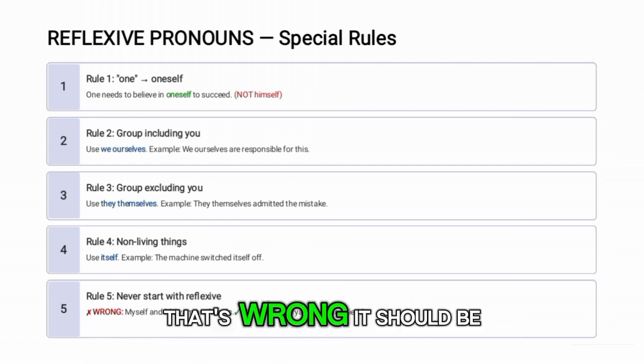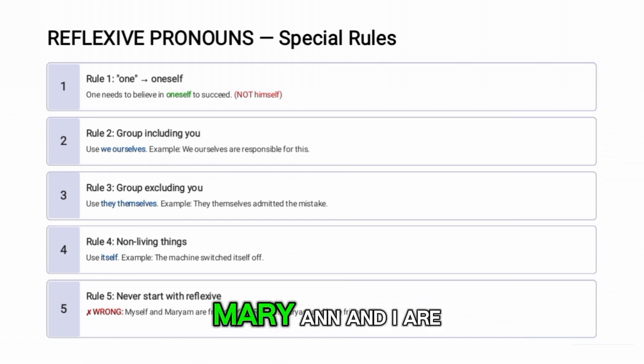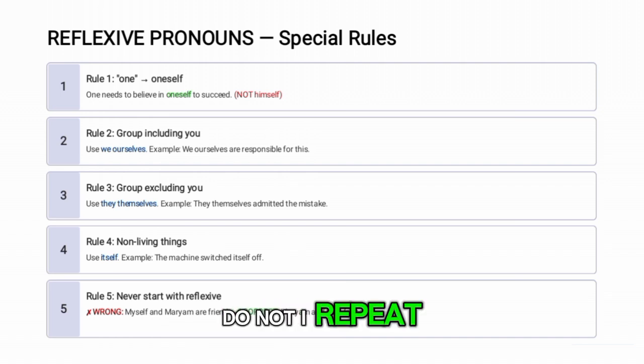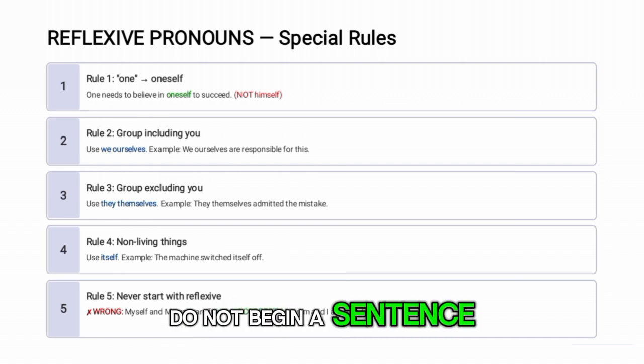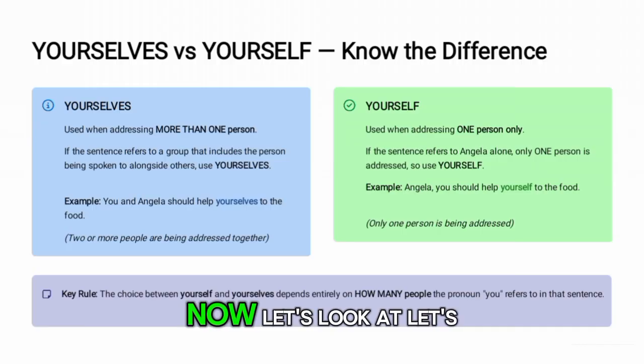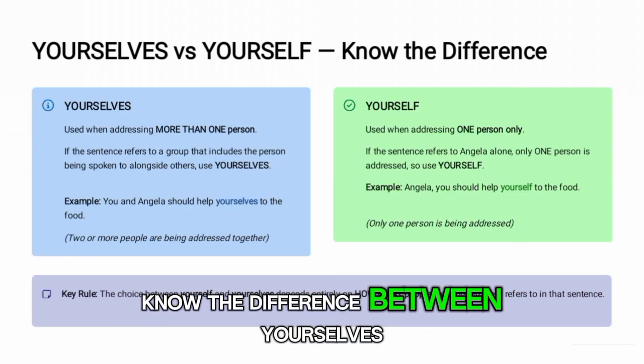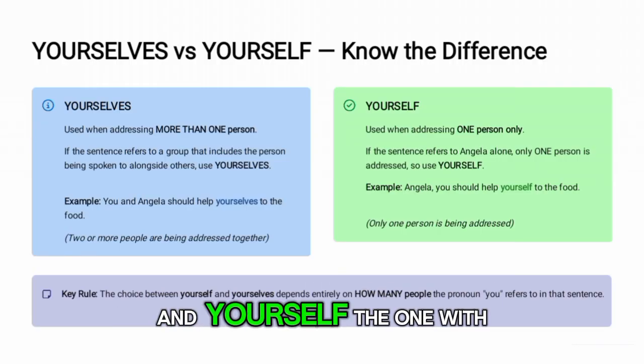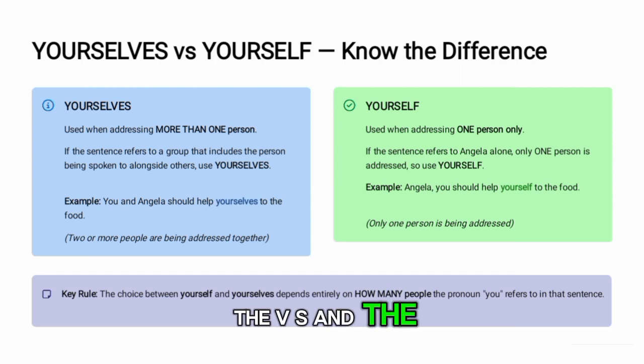That's wrong. It should be Marianne and I are friends. Do not, I repeat, do not begin a sentence with a reflexive pronoun. Now let's know the difference between yourselves and yourself: the one with the VS and the one that ends with just F.